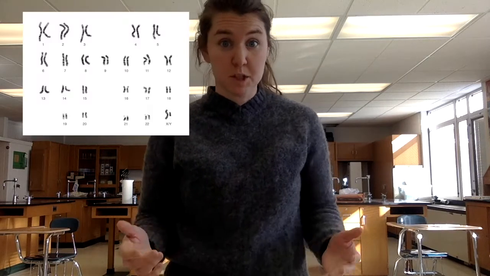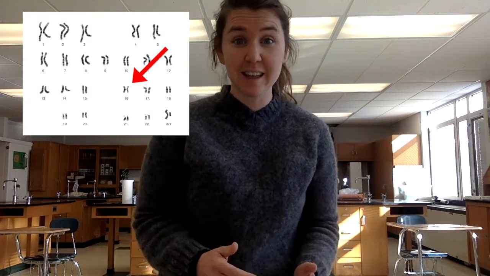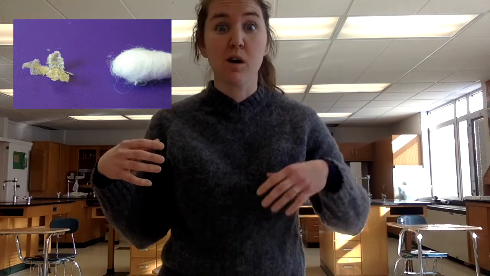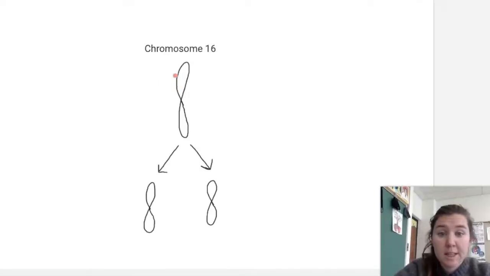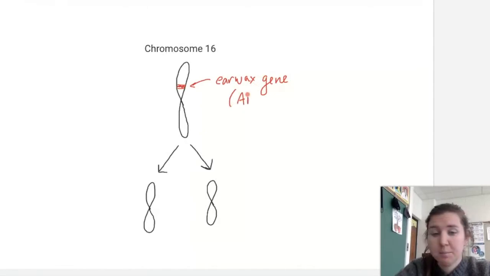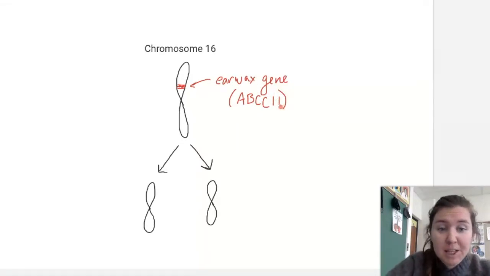So we have 23 chromosomes, and on chromosome number 16 is where this earwax gene is found. This earwax gene determines whether you're going to have dry earwax or wet earwax. It is actually located close to the centromere, so remember the middle part there. So let's say it's right here. We'll call it the earwax gene. Its actual name is ABCC11. So there's a little interesting tidbit for you.